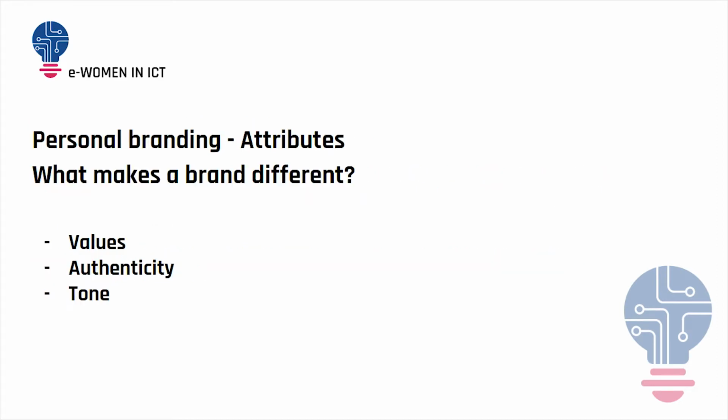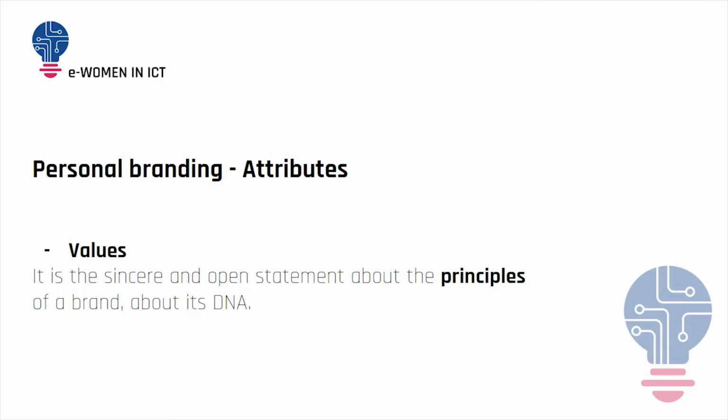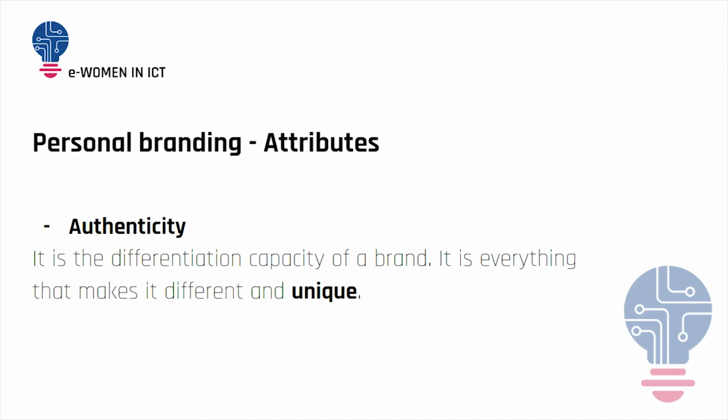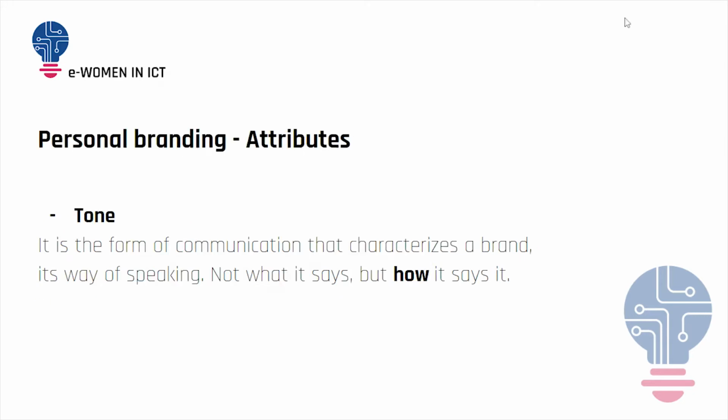Personal branding attributes. Before showing some tools to know yourselves and find these characteristics that make you special, we have to know what makes a brand different, its attributes: the values, the authenticity, and the tone. Values. It is the sincere and open statement about the principles of a brand, about its DNA. Authenticity. It is the differentiation capacity of a brand. It is everything that makes it different and unique. Tone. It is the form of communication that characterizes a brand, its way of speaking, not what it says, but how it says it.